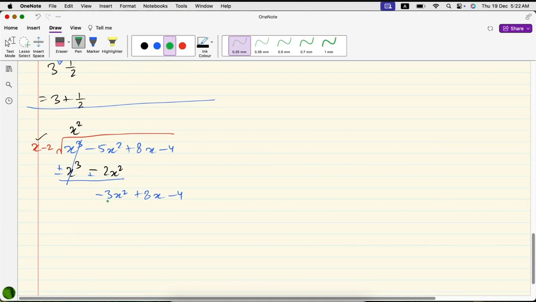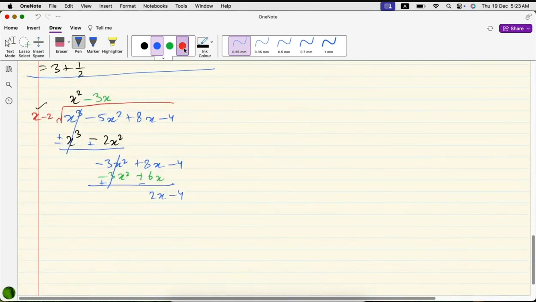Now, in order to get minus 3x square, I'm multiplying with minus 3x. So x into minus 3x is minus 3x square. Same term because we change the sign and eliminate it. Then minus 2 into minus 3 is plus 6x. Now we change the signs and we get 2x minus 4.